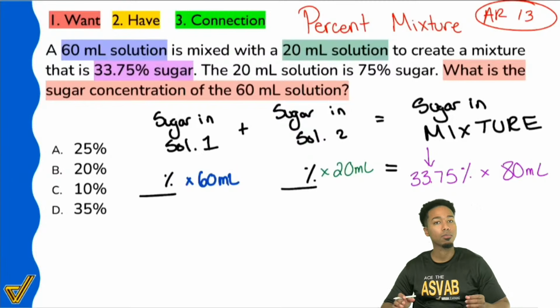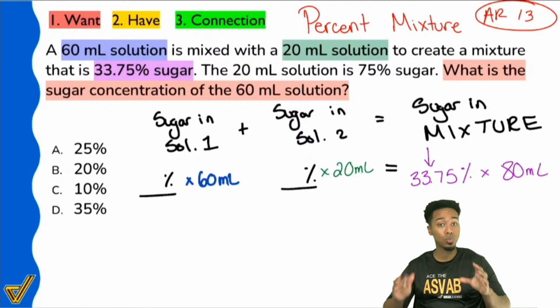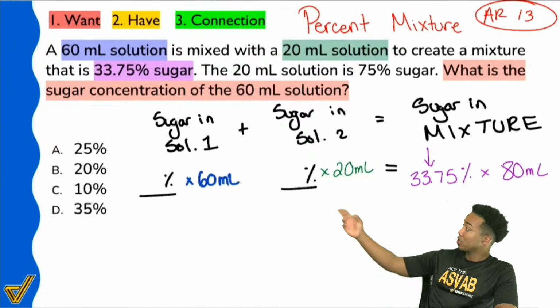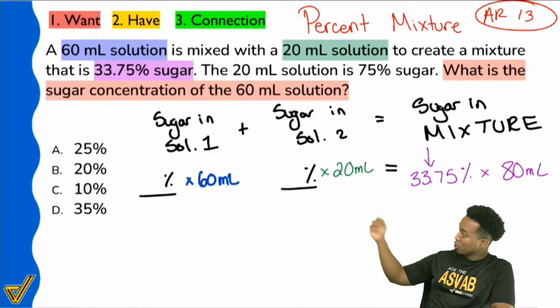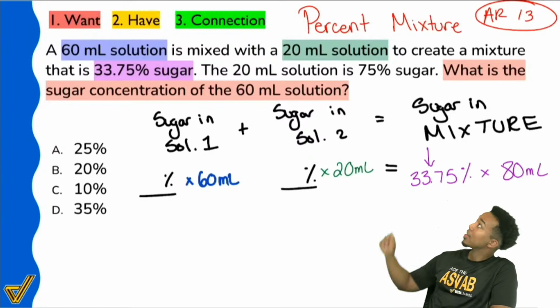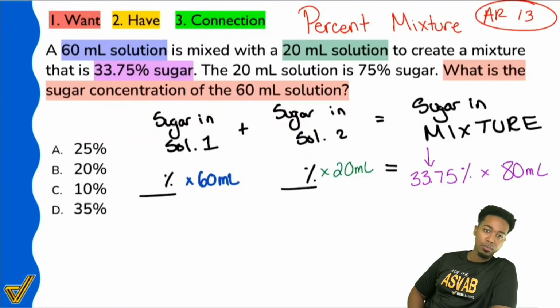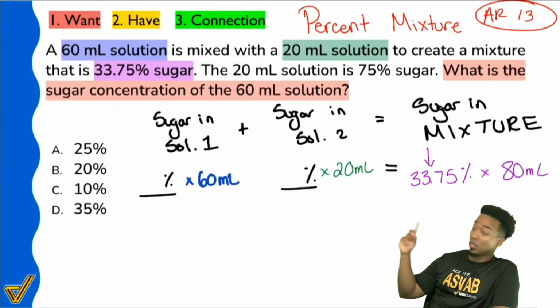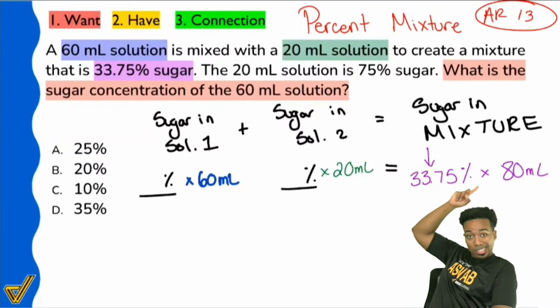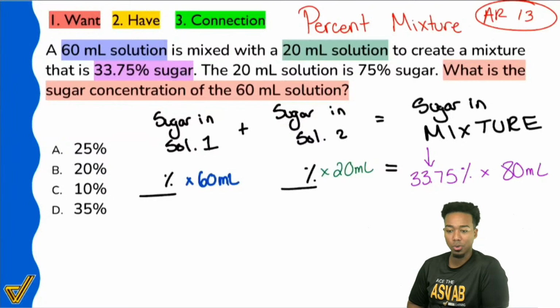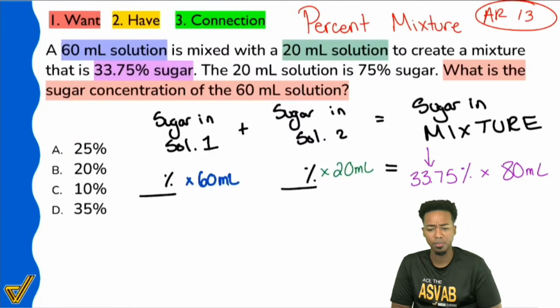But so far, everybody, do we see where the pieces went? We are looking for the percent of the 60 for solution 1, the percent of the 20 for solution 2, and then we have the total percent mixture. And since we know that that's 60 and that's 20, that's 80. That is the total. So far, are we good? Yes or no? What's another number now that we can plug in? What's another number that we still haven't filled in?